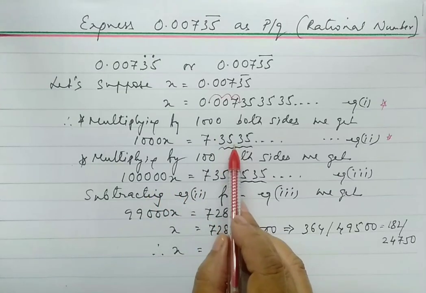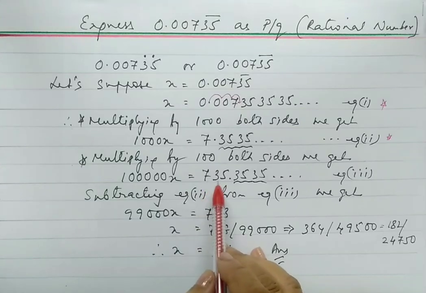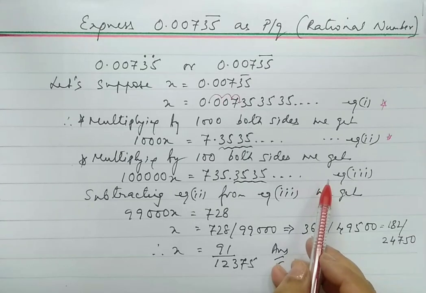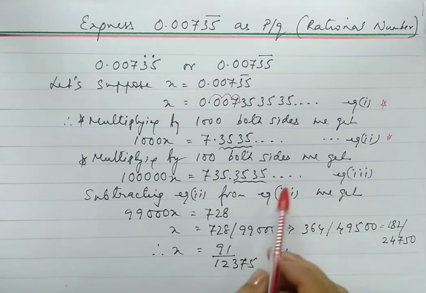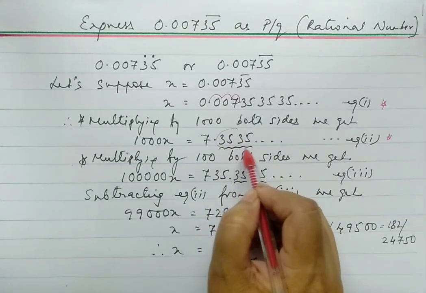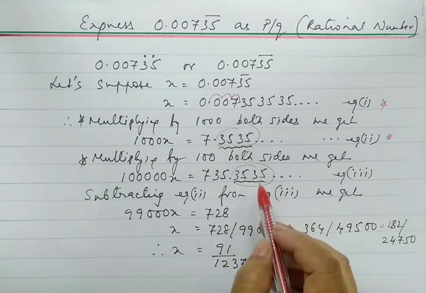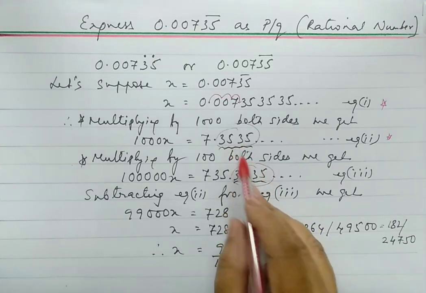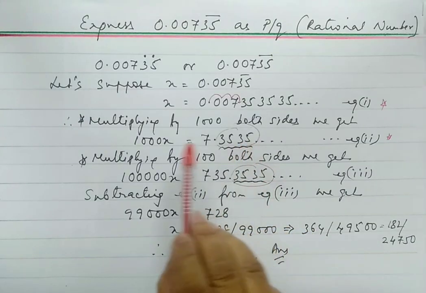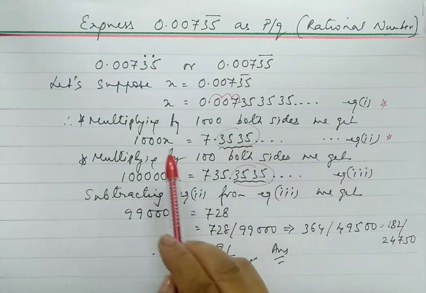And here this will become larger, it won't be 7 anymore but will become 735.3535 and so on. Next, since we have achieved this, what have we achieved? That this portion and this portion are replicas, they are similar, am I right? They are the same. So now it's time that we subtract this from this and this respectively.